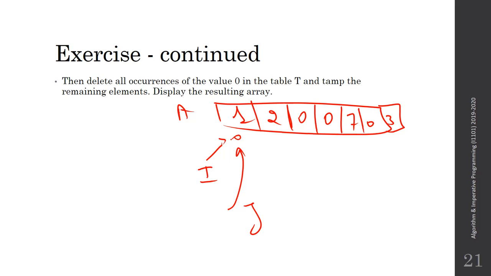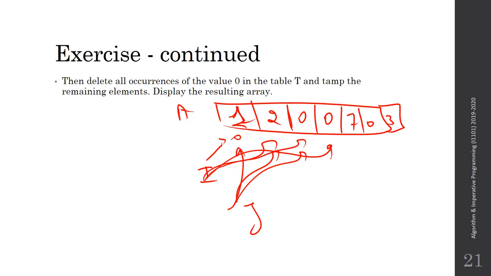I will move until whenever I see an element that is not equal to 0, I will place it at the same place. For example, 1: I will place 1. So 1 is different than 0, i would be incremented and j would be incremented. So 2 is different than 0, i will be incremented and j will be incremented. However, 0 is equal to 0. I will not increment j, I will just increment i.